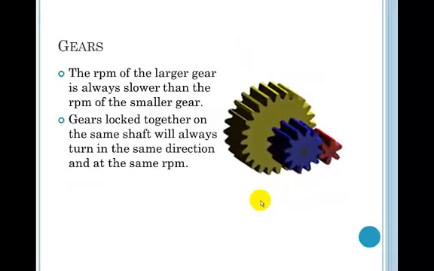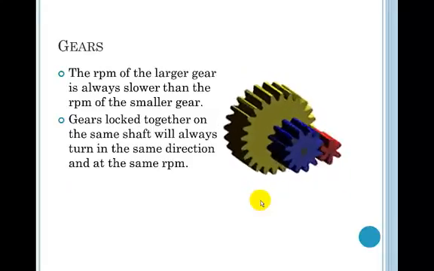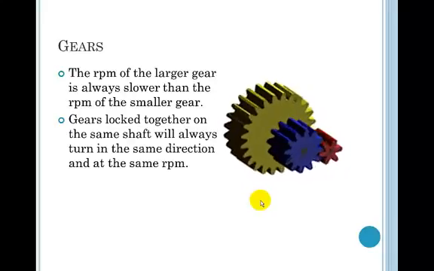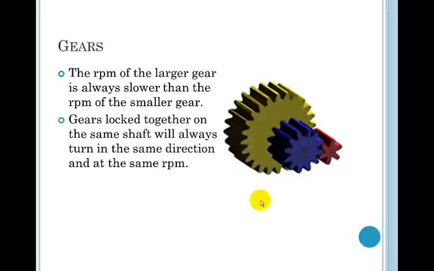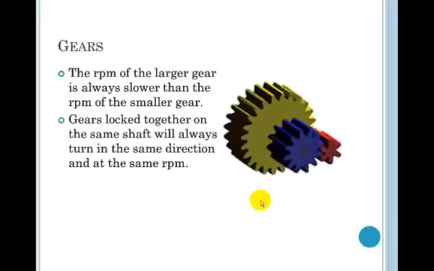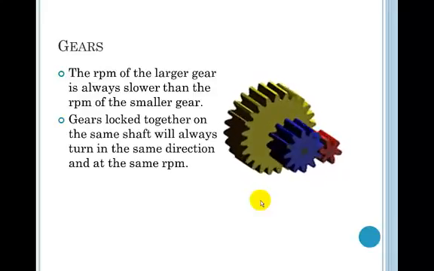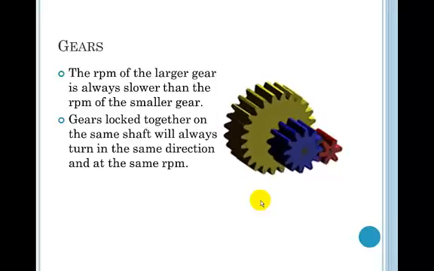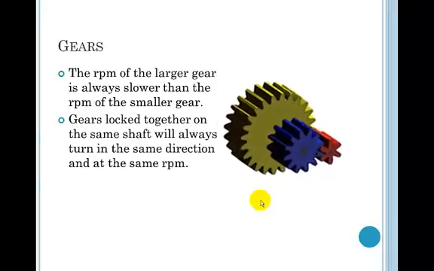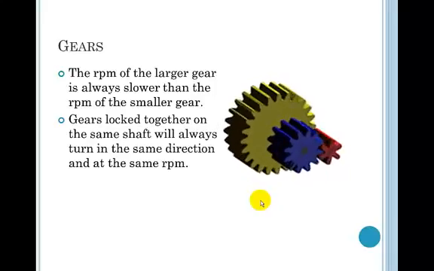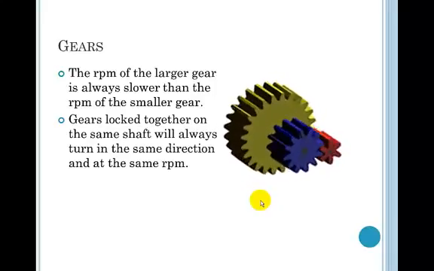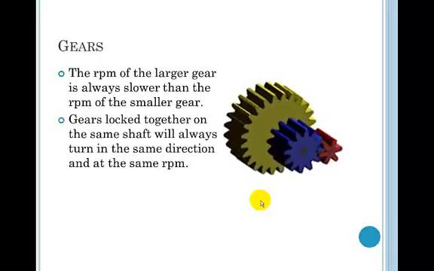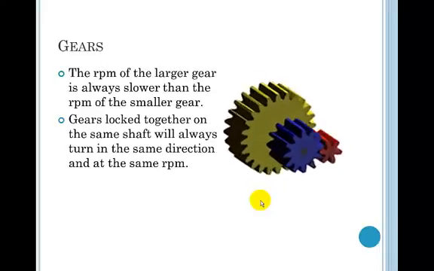In this one you can see that there are three gears. Two of them are on the same shaft. The RPM, revolutions per minute, of the large gear is always slower than the RPM of the small gear. The two gears on that same shaft, the yellowish green and the blue, are always going to turn in the same direction and at the same RPMs. So both that yellow gear and the blue gear are turning clockwise because they're mounted on the same shaft and they have the same speed.